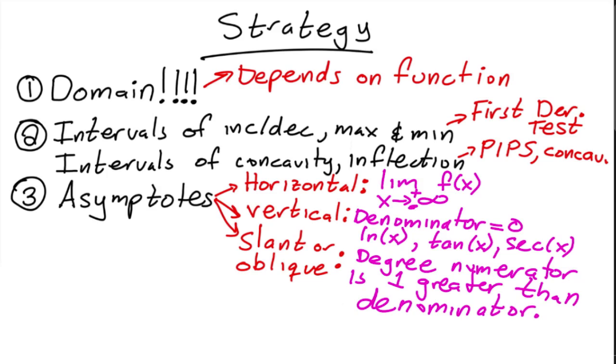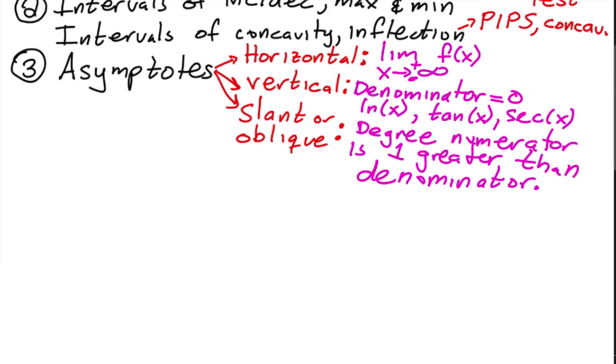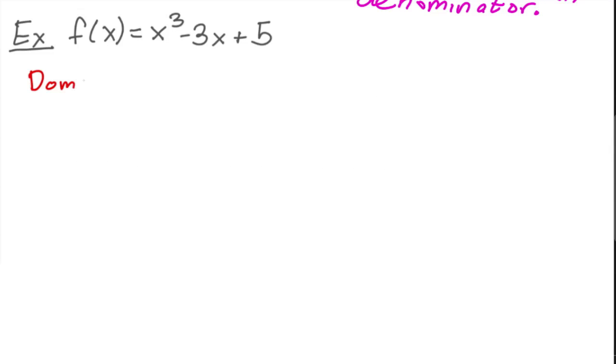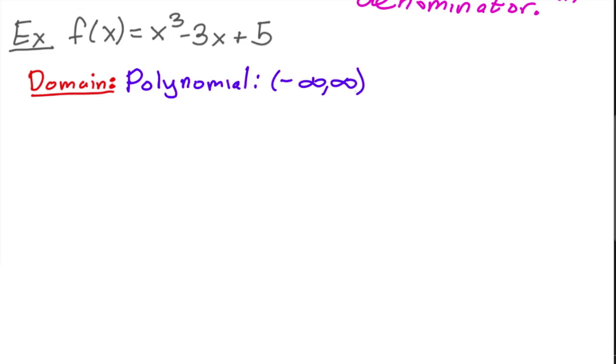So you basically already know how to do all of this. We've done it before, but we're just going to put it all together. So let's do an example. And we're going to start off with a simple example. Now, it's important to do the domain first, but the asymptotes and the derivative stuff, you can interchange the order of that. Now, for this kind of function, since it's a polynomial, the domain is all real numbers, so you don't have to worry about that.